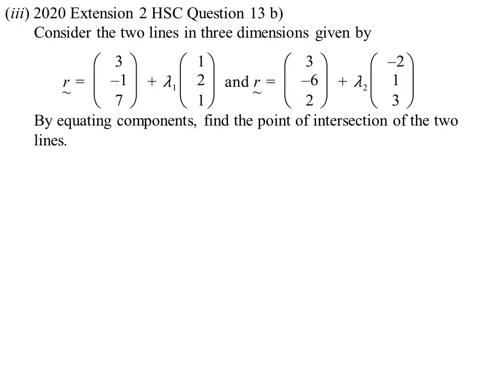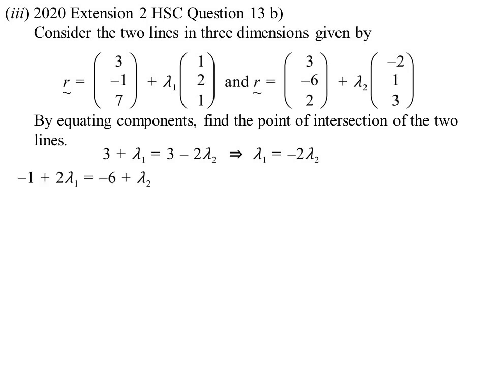2020 HSC question. So they gave us 2 lines, and we had to find the point of intersection of the 2 lines. Let's write out the components. We know that 3 plus lambda 1 must equal 3 minus 2 lambda 2. The x components must be equal. That one's nice, it just tells me lambda 1 is minus 2 lambda 2.